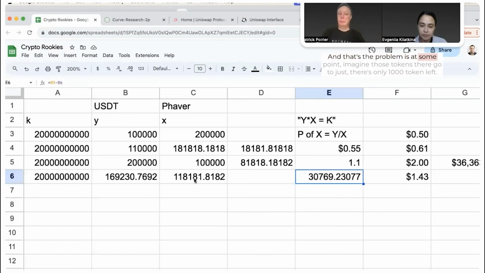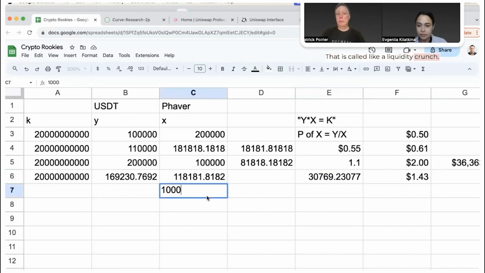And that's the problem: at some point, imagine there's only one token left. That is called a liquidity crunch. Technically speaking, if you're looking at Bitcoin, we were talking about Bitcoin the other day, there's very little Bitcoin left on exchanges for the potential buying volume that is coming with the institutional buyers, because some of them have such deep pockets. If they buy $100 billion worth, there's not that much Bitcoin left on exchanges. So the price may skyrocket.